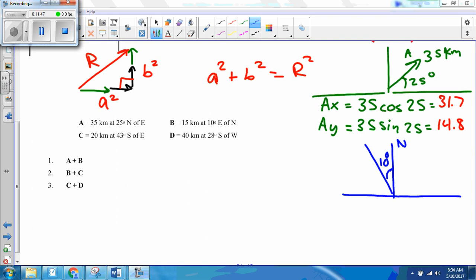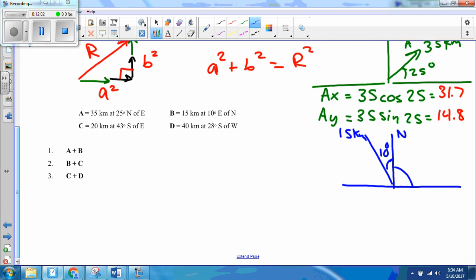Okay, so we have 10 degrees to the north, but realize again that this is not from the positive x-axis. It is a length of 15 kilometers. Okay, so to get the angle, we have to add 10 to the 90 degrees from the first quadrant. So to get bx, it's going to be 15 cosine 90 plus 10. And to get by, it'll be 15 sine 90 plus 10.